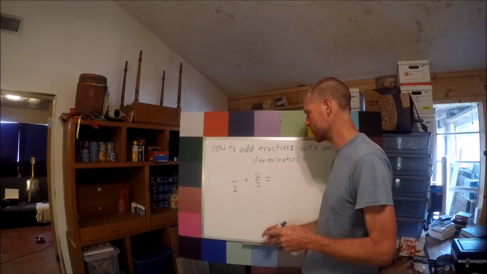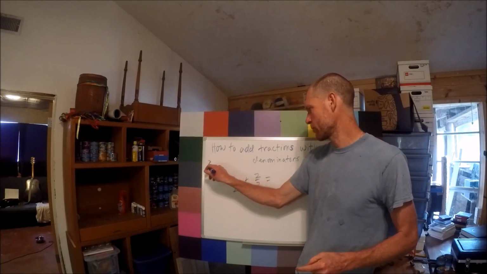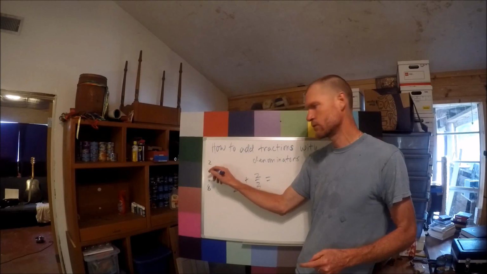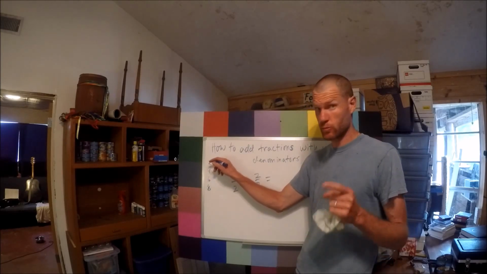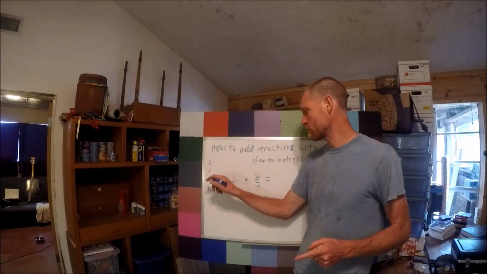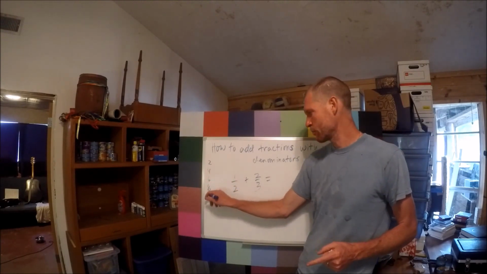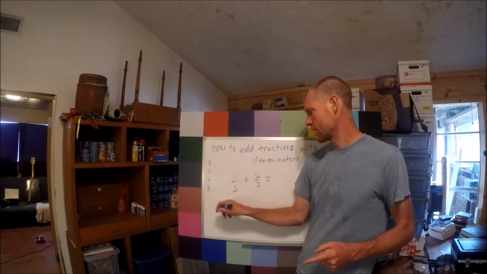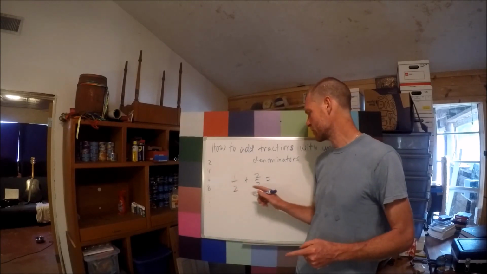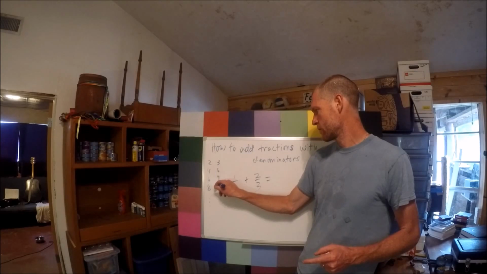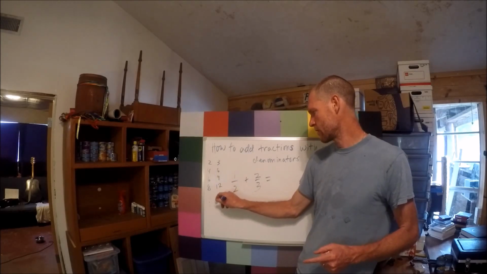What's a multiple of 2? 2 times 1 is 2, 2 times 2 is 4, 2 times 3 is 6, 2 times 4 is 8, and so on and so forth. So those are multiples of 2. What about 3? 3, 6, 9, 12, etc.